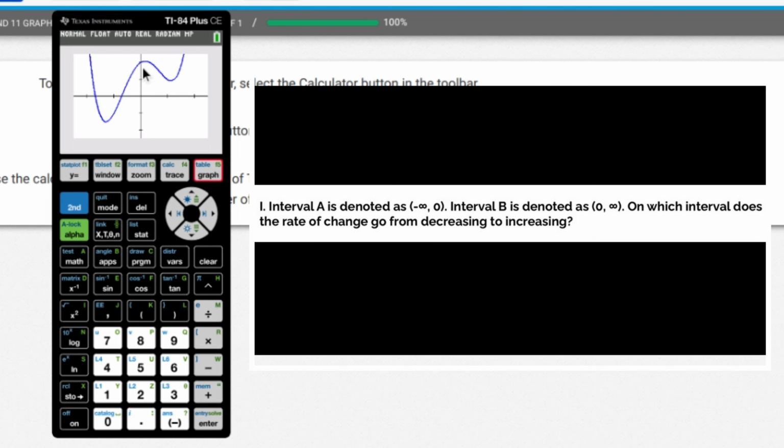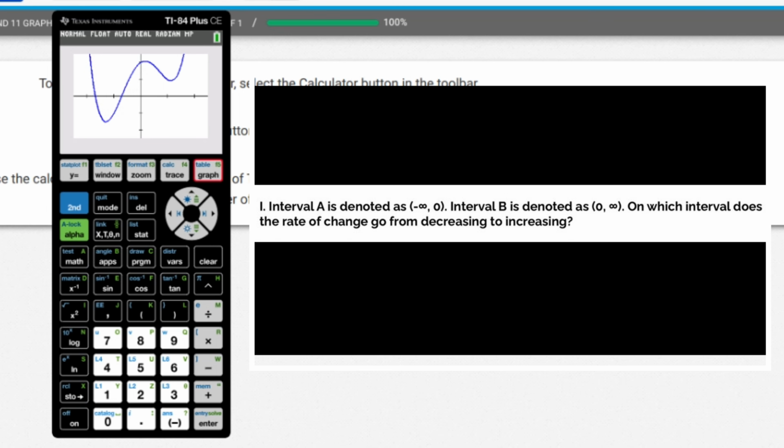Interval A is to the left side of the y-axis. Interval B is to the right side of the y-axis. On which interval does the rate of change go from decreasing to increasing? Now be very careful. The rate of change going from decreasing to increasing does not mean I'm decreasing and now I'm increasing. No, that's if the rate of change is negative and goes to positive.